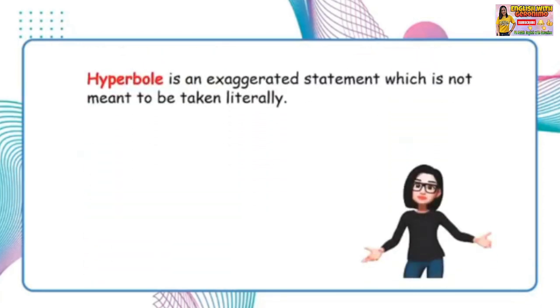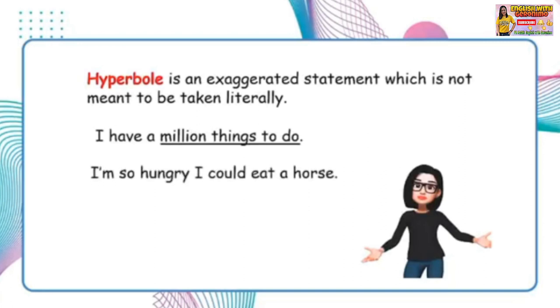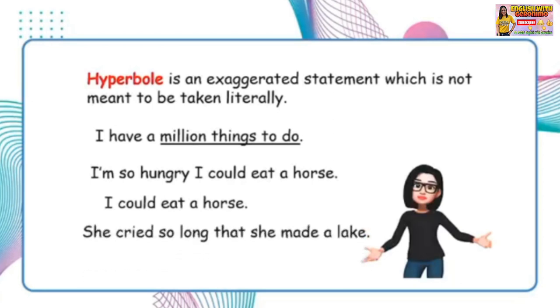Next is hyperbole. It is an exaggerated statement which is not meant to be taken literally. For example, "I have a million things to do." Having a lot of work to do is exaggeratedly compared to a million things. Next is, "I'm so hungry, I could eat a horse." Due to hunger, a person may exaggeratedly say, "I could eat a horse." Another example is, "She cried so long that she made a lake." The exaggerated line here is "she made a lake."